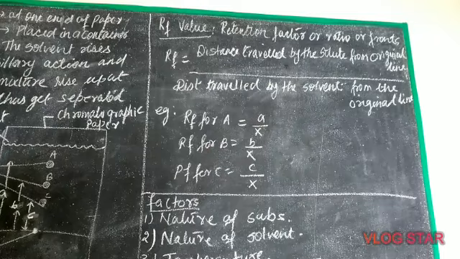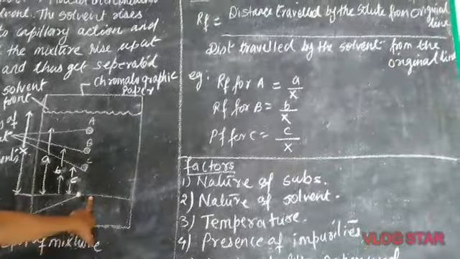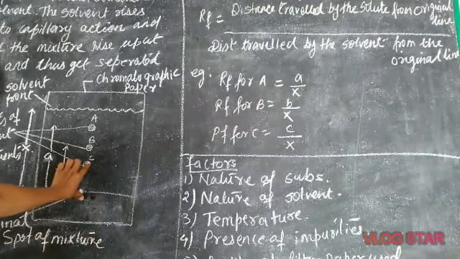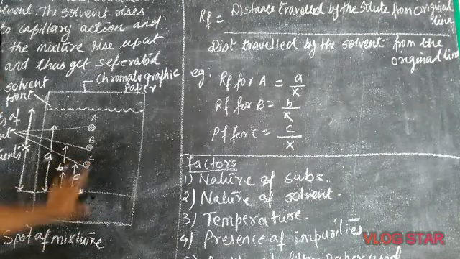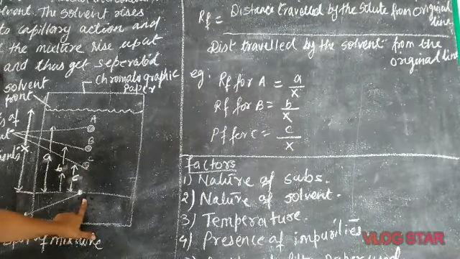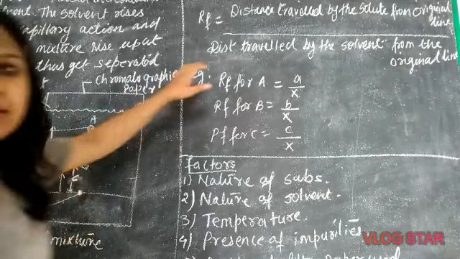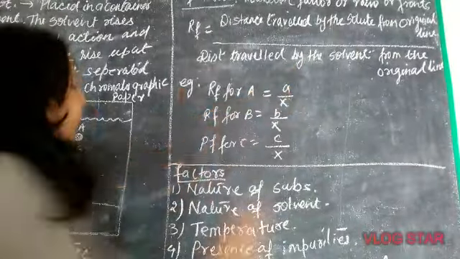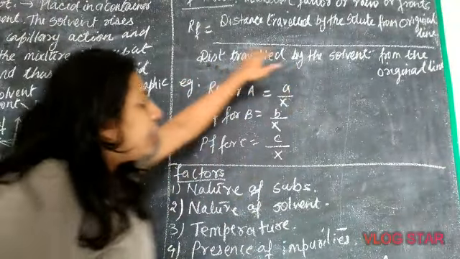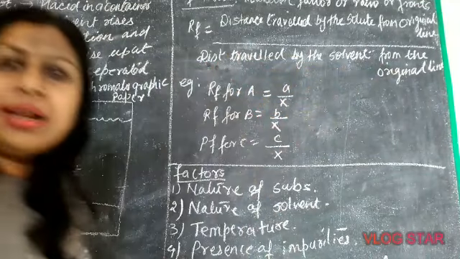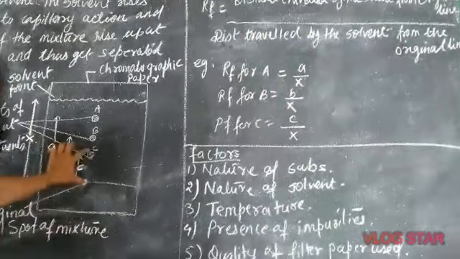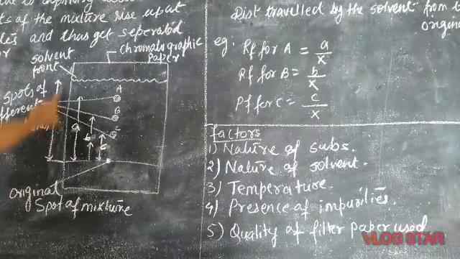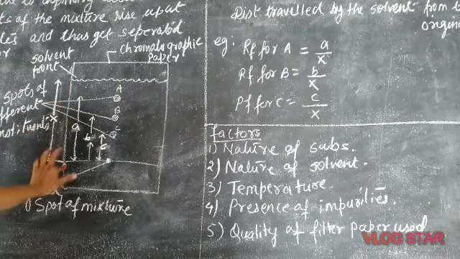So where is the original line here? This is the original line here. So how are we going to calculate it? The distance traveled by that component, of which we are going to take out the RF value, from the starting line till where it has reached. So that is the distance traveled by the solute from the original line divided by the distance traveled by the solvent from the original line. That is this distance upon this complete distance. Can you see this line, this X? This is the solvent front that it has traveled from here to here.